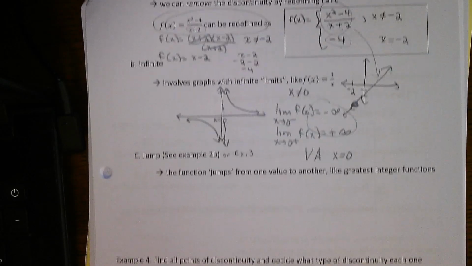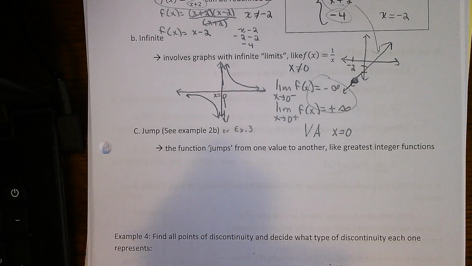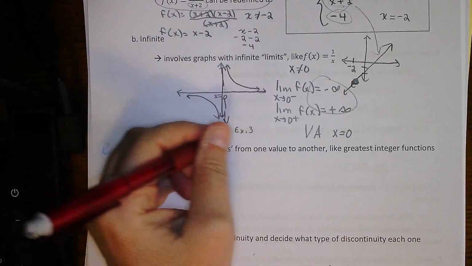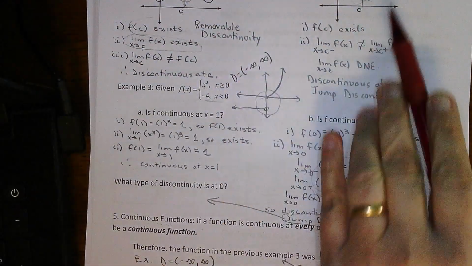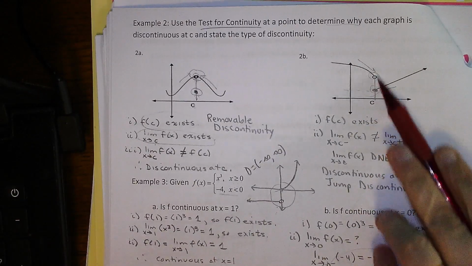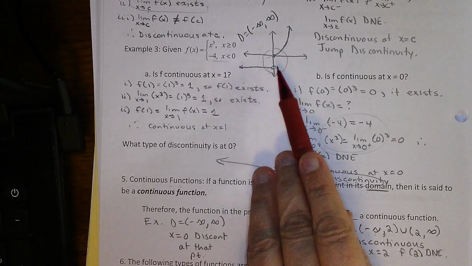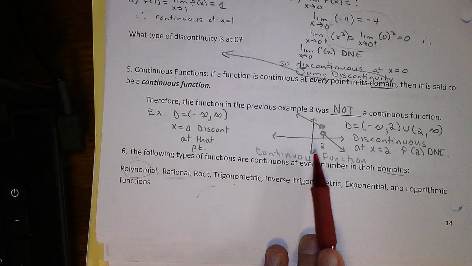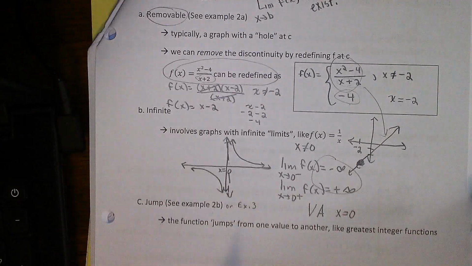And the last one is a jump. A jump would be like something in example 2b or 3. In 2b, you're jumping, and that's when the limits from the left and right are heading towards different values. That's a jump. This one right here is another jump. This one, even though it's not defined at 2, is another jump discontinuity.